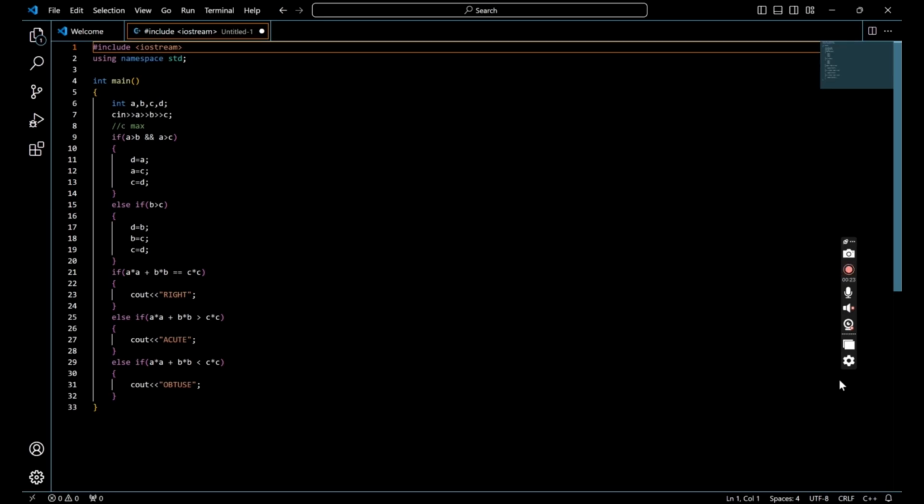Hello everyone, I'm back with coding, and now I'm going to show you a code of C++ using the Pythagoras theorem and something called the swap algorithm.